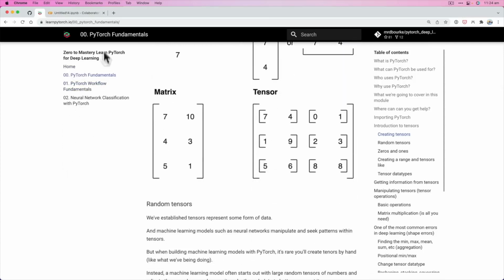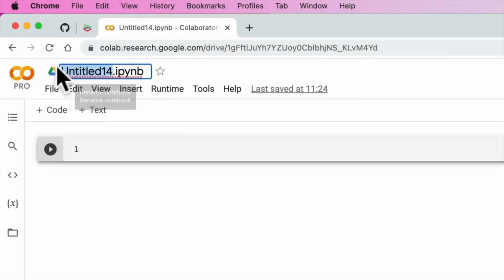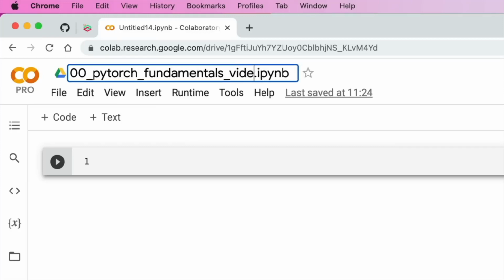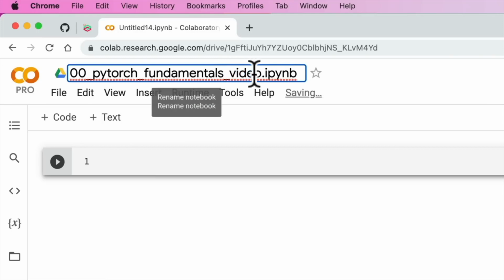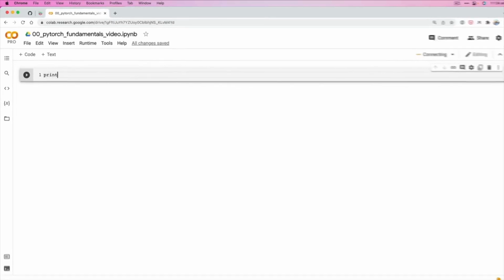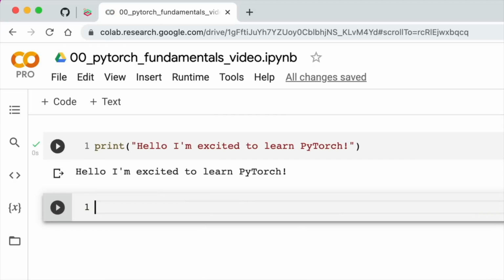There's going to be more here, but every new module, we're going to start a new notebook, and I'm going to just zoom in here. So this one, the first module is going to be 00 because Python code starts at 00, and we're going to call this PyTorch Fundamentals. I'm going to call mine Video, just so we know that this is the notebook that I wrote through the video. And what this is going to do is if we click connect, it's going to give us a space to write Python code. So here we can go print, hello, I'm excited to learn PyTorch. And then if we hit shift and enter, it comes out like that.